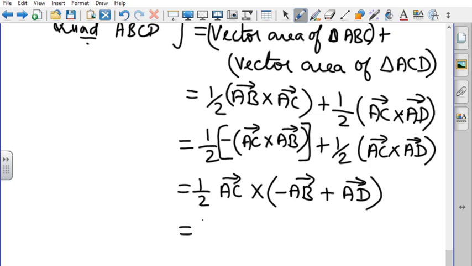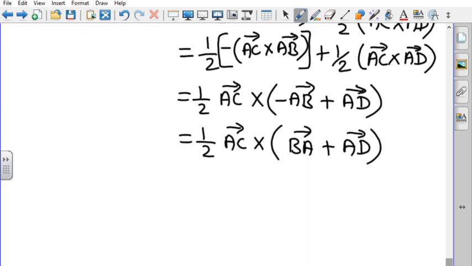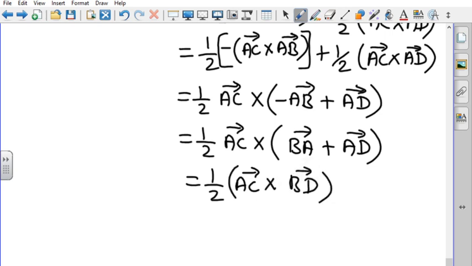Okay, now let us write this as half AC vector cross minus AB, how can we change it? BA vector, so BA vector plus AD vector. Then what vector does BA plus AD give? BA plus AD gives BD. So we can write this as half of AC vector cross BD vector. So we got the answer that we need, that is AC cross BD.